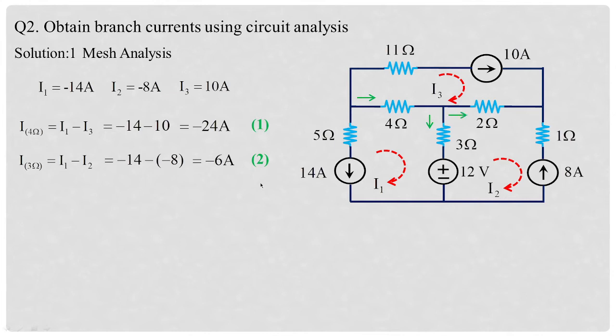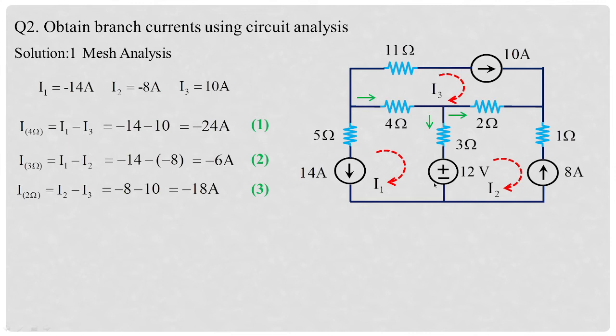Treat this as equation 2, and now apply the analysis for the branch current which is flowing in 2 ohms, which is I2 minus I3. Why I2 minus I3? Because this green arrow is aligned with the direction of I2, whereas I3 is acting opposite to this green arrow flowing in 2 ohms. So minus 8 minus 10 will give you minus 18 amperes. So this is how we have solved this problem using mesh analysis.